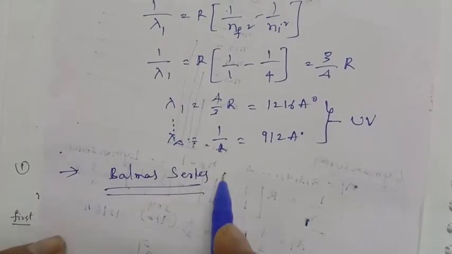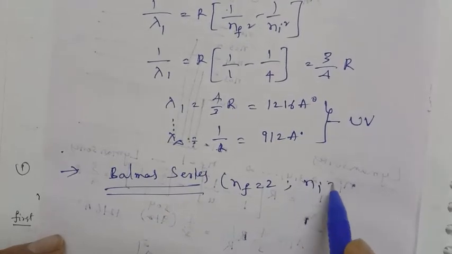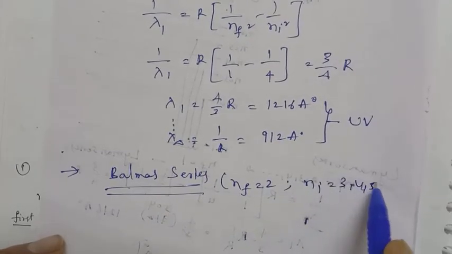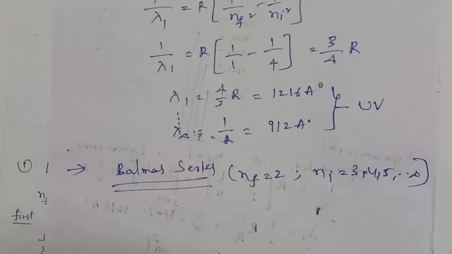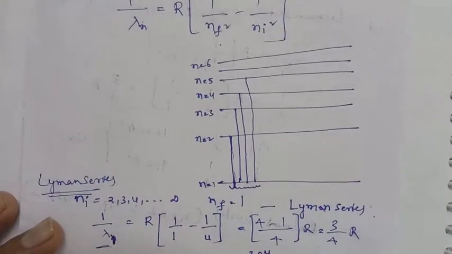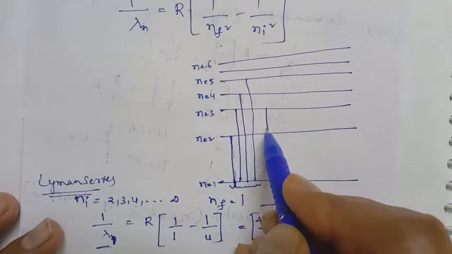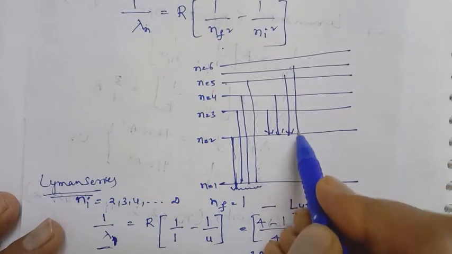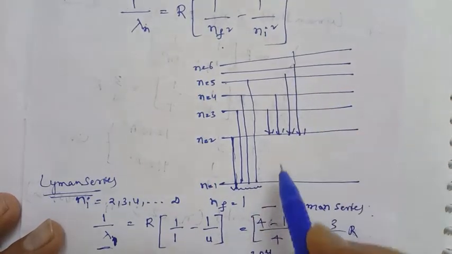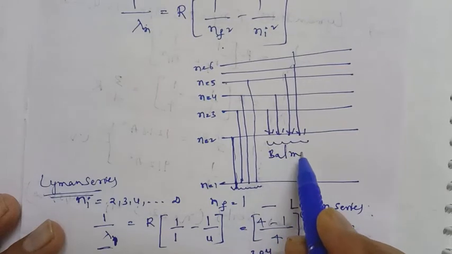So here Nf is equal to 2 and Ni is equal to 3, 4, 5 and so on to infinity. That series is called the Balmer series. Here you have to observe the graph. A transition from 3 to 2, or 4 to 2, or 5 to 2, or 6 to 2, like that we are making a transition. Then this series is called the Balmer series.